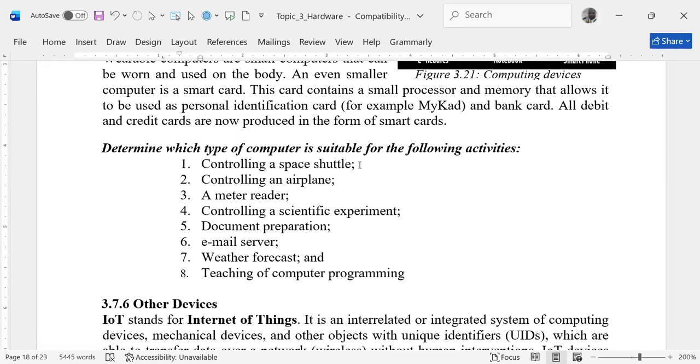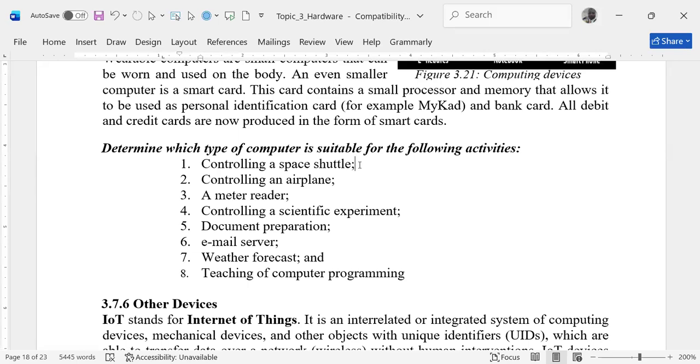Yes or no? Sir, please, you can go back again. My network is not good, so I didn't hear what you were saying. Okay. As I was saying, I want you to use your WhatsApp, answer it, and send to me quickly. We will not spend more than 30 minutes on this. The heading is: determine which type of computer is suitable for the following activities. And the categories of computer systems are super, mainframe, mini, micro, and computing device.